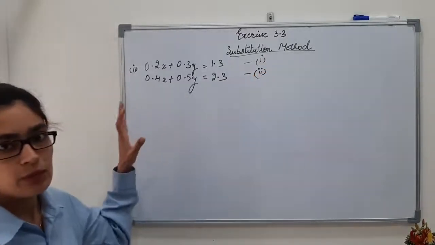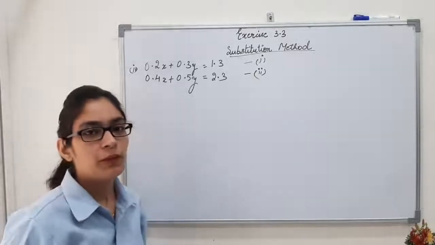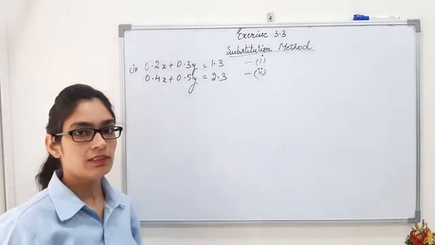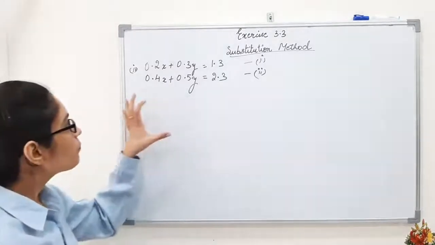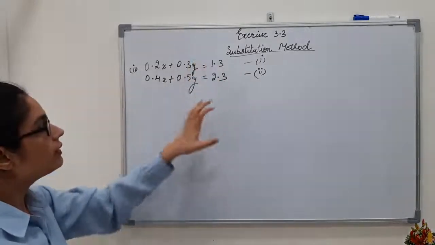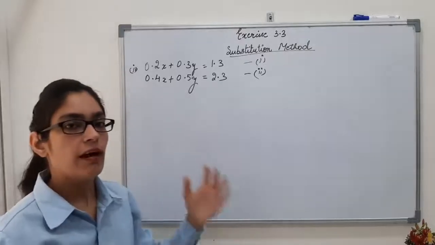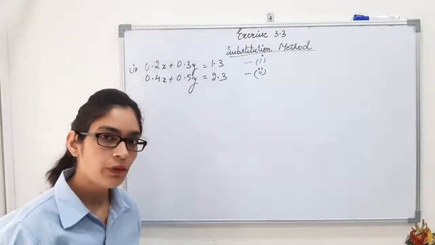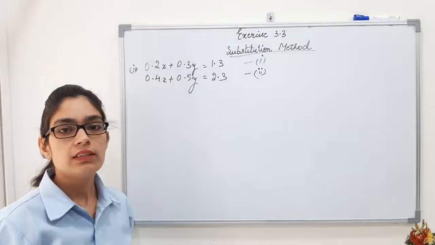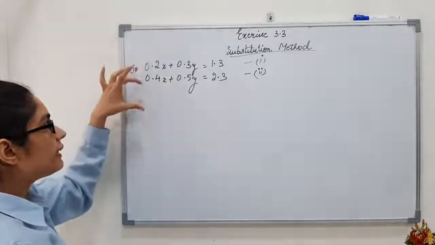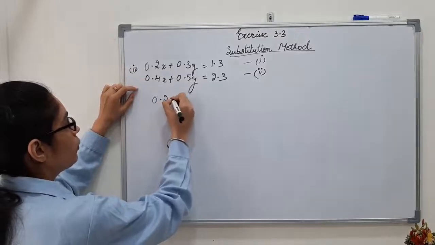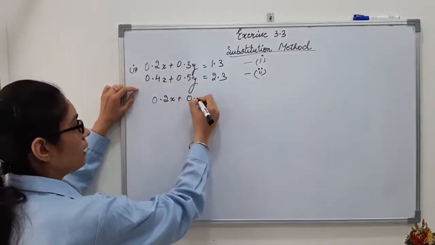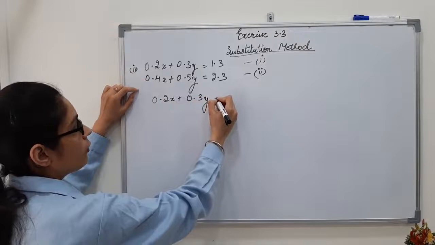The reason why I have chosen this, because I know the student mentality, they will get scared. Oh, this is decimal, no, I can't do it. Just don't worry. See, it's very simple. The digits are also very simple. You just have to follow the rules of how to do substitution. Substitution is, again, we will choose any equation. So again, I'll choose the first one, 0.2. If you want, you can try using the second equation also.